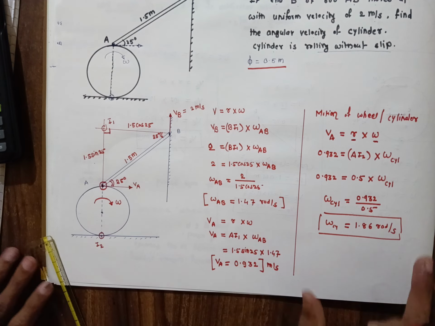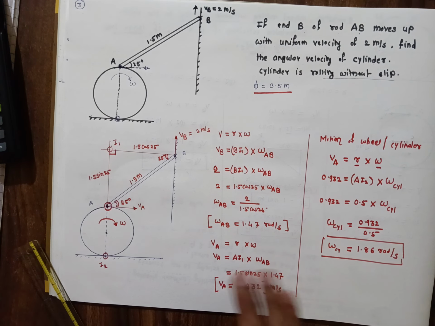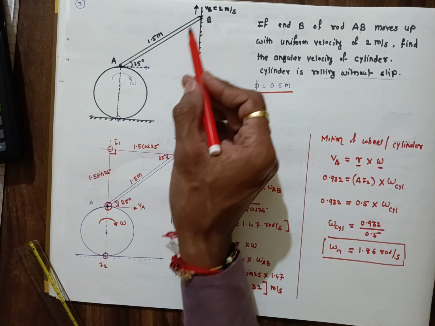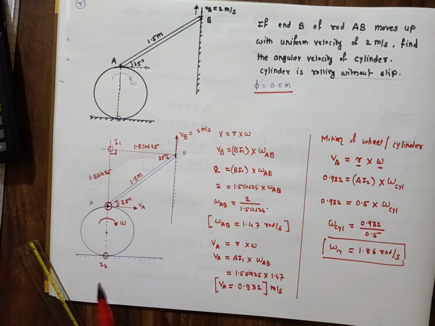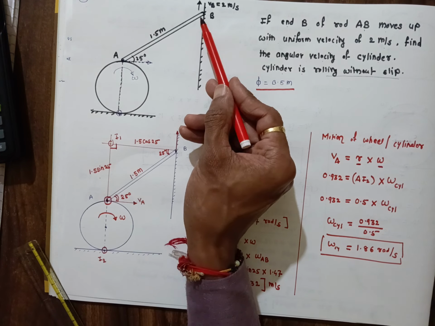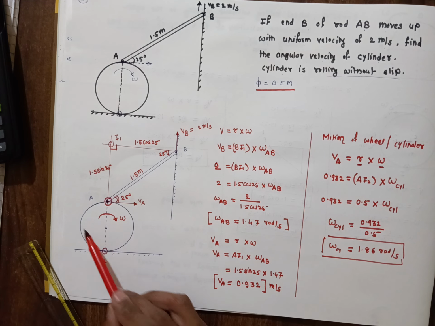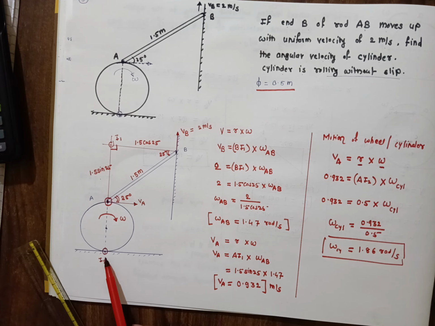So this is how we can solve if the problem is a combination of two objects. One is a wheel and the second is the rod. Whenever there is a combination, it will have two different ICRs. One is for the rod and the second is for the wheel. And always remember, for the wheel, the ICR is located at the contact point.